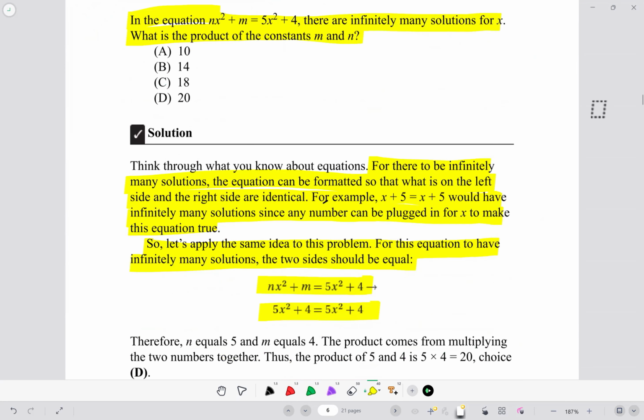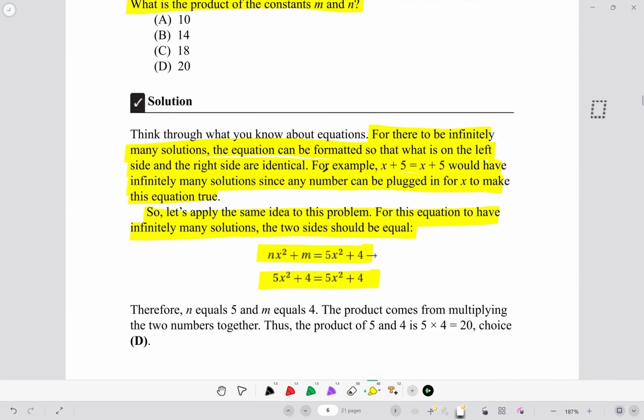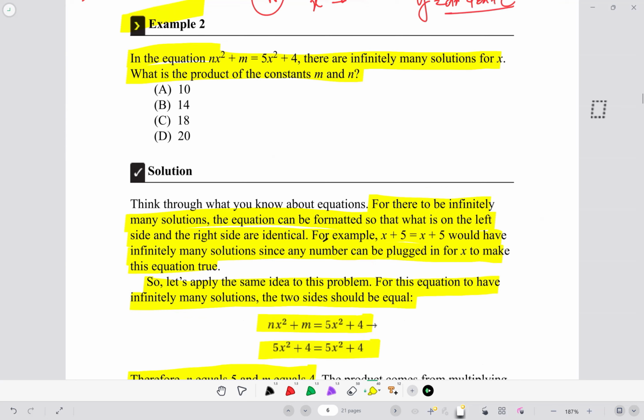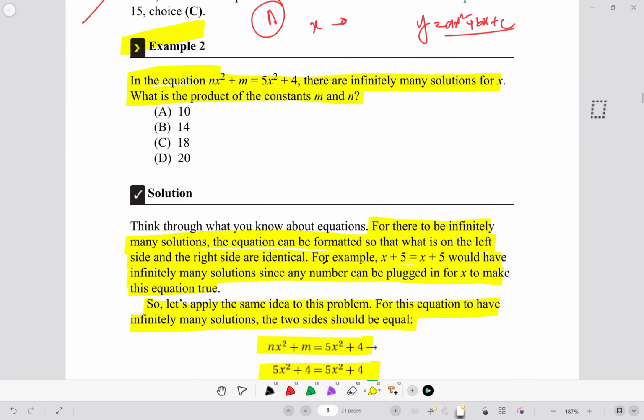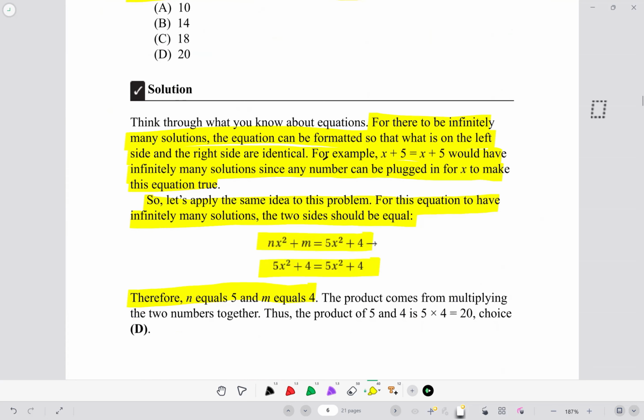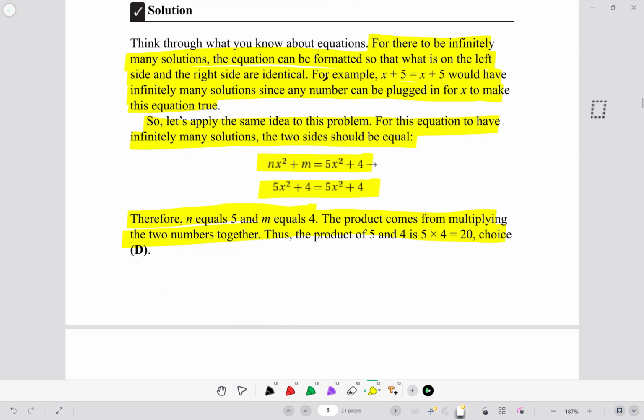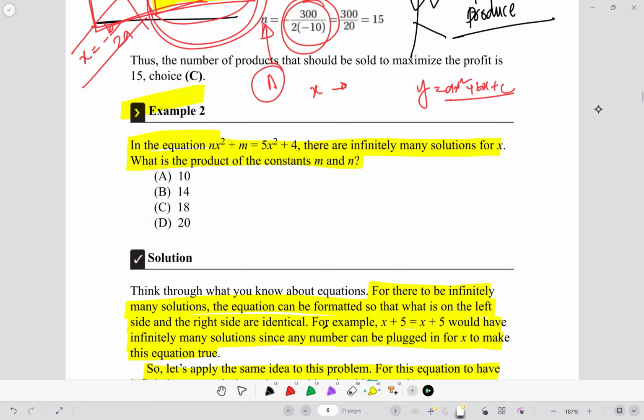So 5x squared plus 4 equals 5x squared plus 4. Therefore, n equals 5 and m equals 4. That's it. The product comes from multiplying the two numbers together. Thus, the product of 5 and 4 is 5 times 4, which equals 20. Choice D. This is coefficient equating.